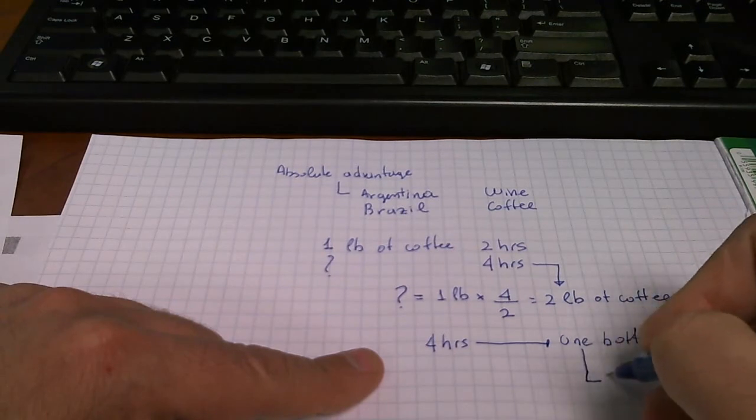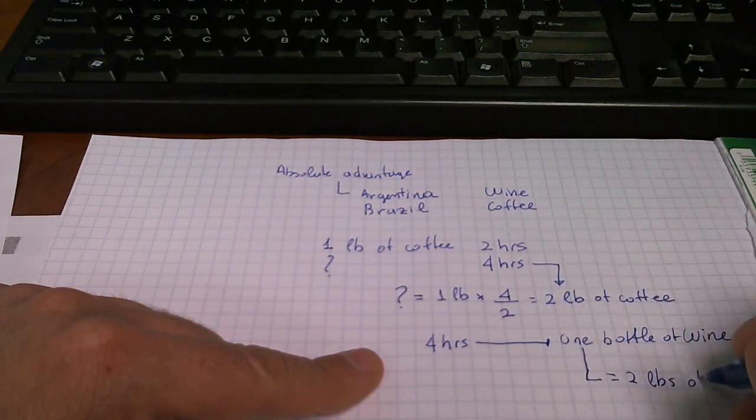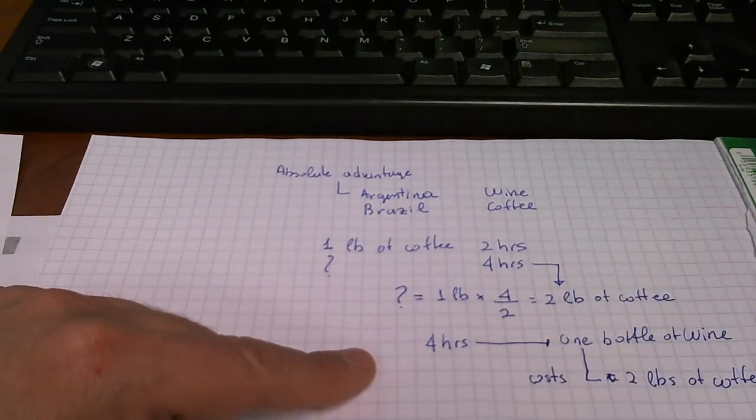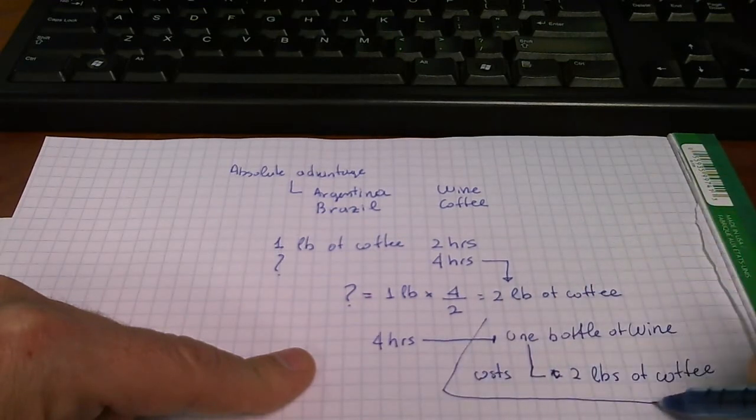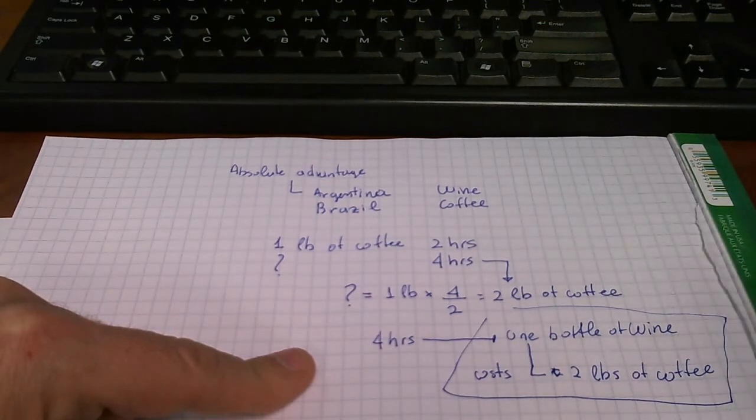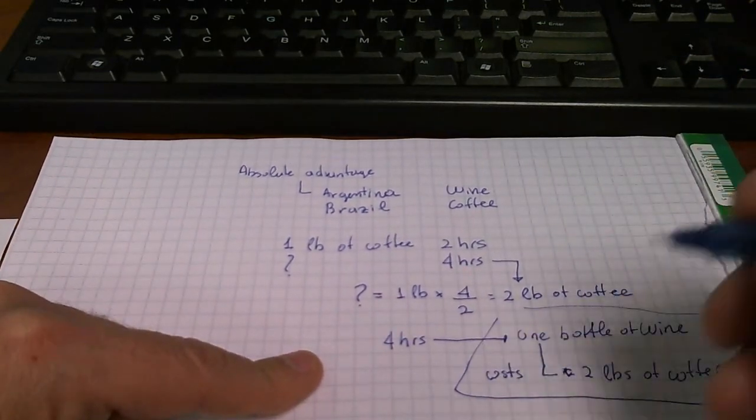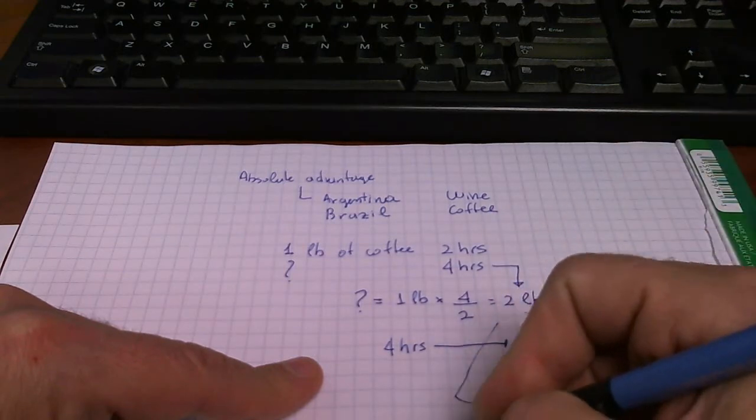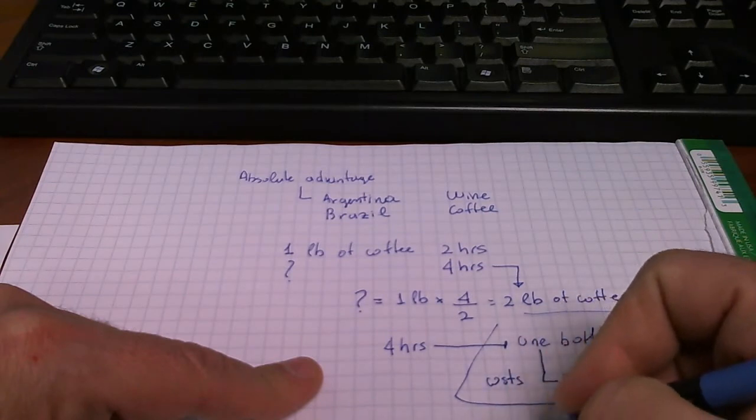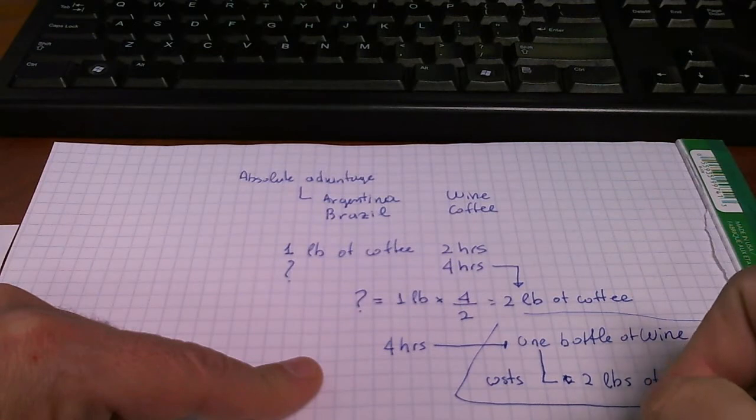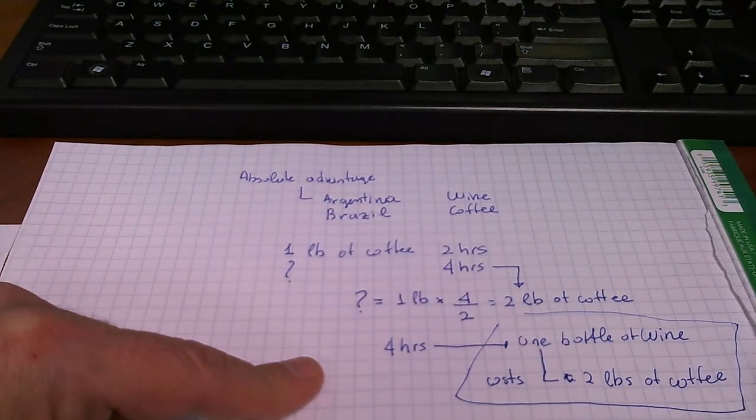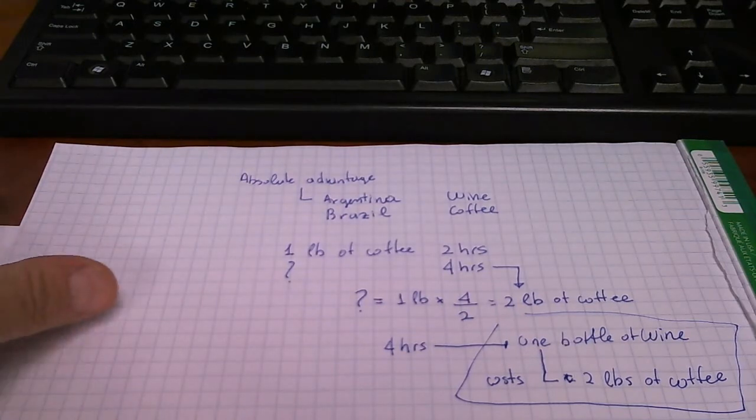So one bottle of wine equals 2 pounds of coffee, or rather not equals, costs. That's the opportunity cost. So the opportunity cost of one bottle of wine is 2 pounds of coffee, and the opportunity cost of 1 pound of coffee is the inverse, half a bottle of wine, right? It works like the exchange rate between, say, the Canadian and U.S. dollar. So 1 pound of coffee costs half a bottle of wine. Okay, so that's for Argentina.